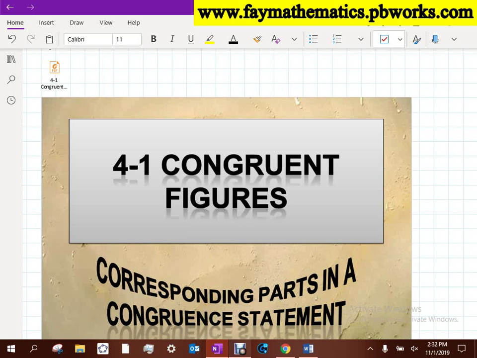So those are the overarching concepts that we investigate as we move through the course. Now, there'll be other things that we do, but those are the main topics. So today, we're going to start talking about congruent figures. And today, we're collectively talking about all types of figures. Okay?